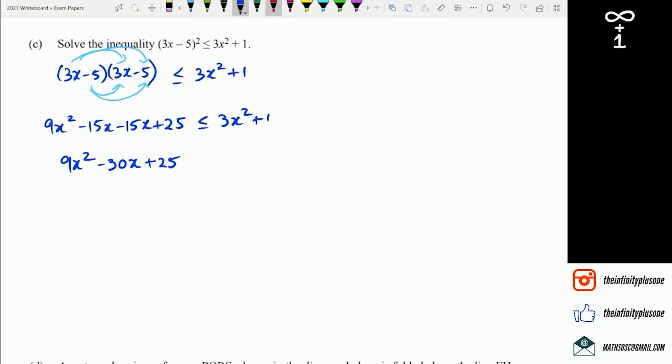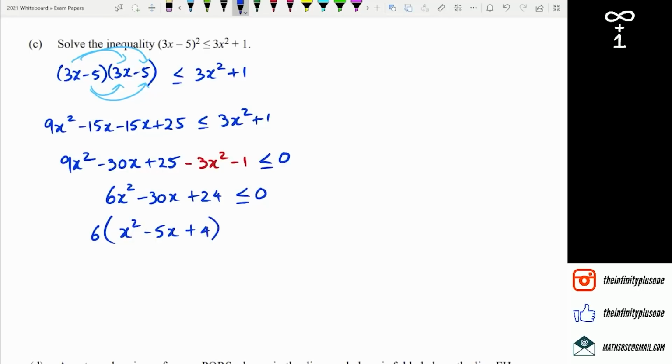And now I'm going to start bringing all these things on the right-hand side to the left-hand side, which is minus 3x squared and negative 1. And all of this is less than or equal to 0. Simplifying this, I've got 6x squared minus 30x plus 24 is less than or equal to 0. Now 6 is a common factor, so take it out. x squared minus 5x plus 4 is less than or equal to 0.